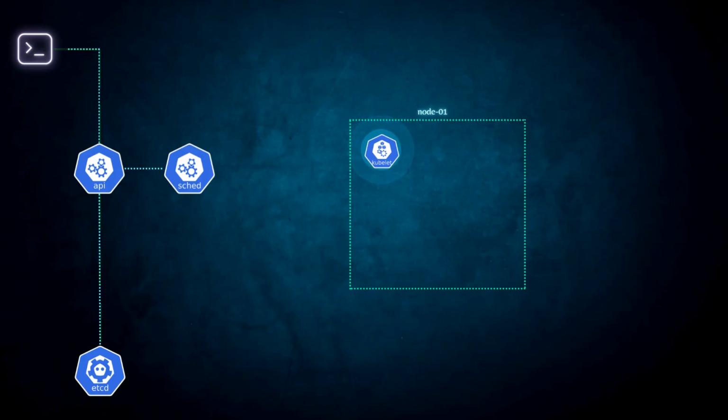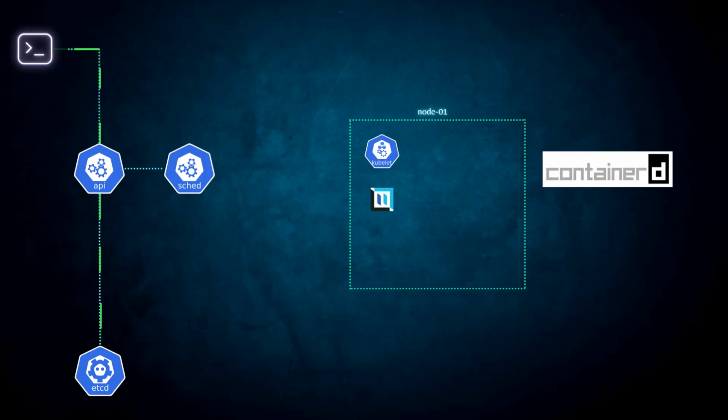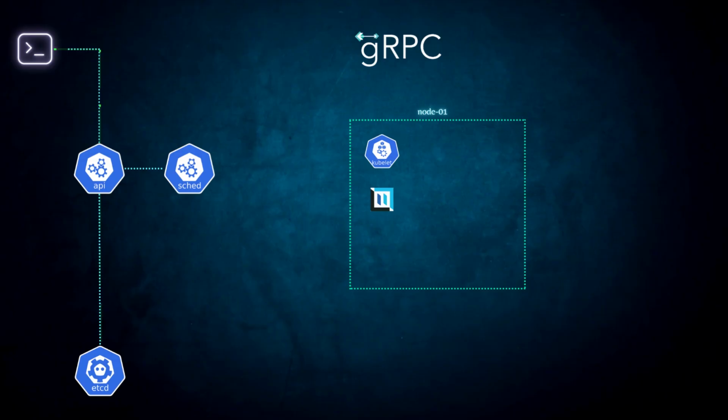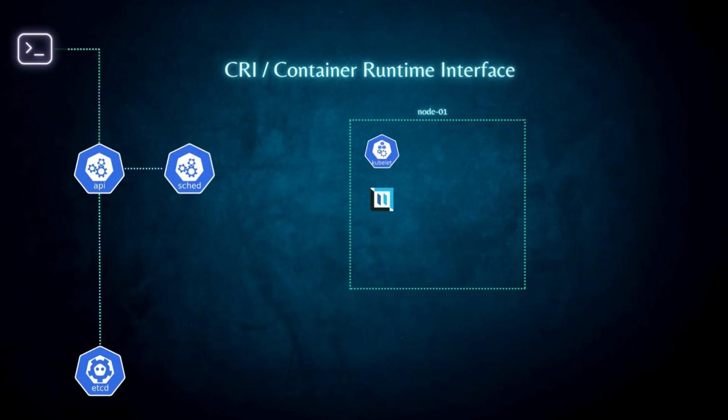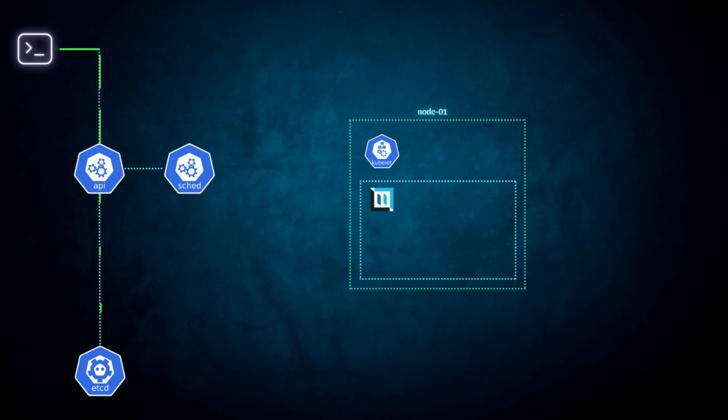The kubelet examines the pod specification and communicates with the container runtime, like containerd or CRI-O. This communication occurs over gRPC through the CRI, or the Container Runtime Interface. Before any application container starts, the container runtime creates a pod sandbox, often managed by a lightweight infrastructure container known as a pause container. The sandbox acts as the foundational environment in which all containers in the pod will reside.